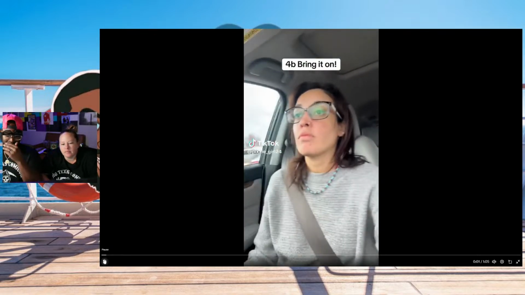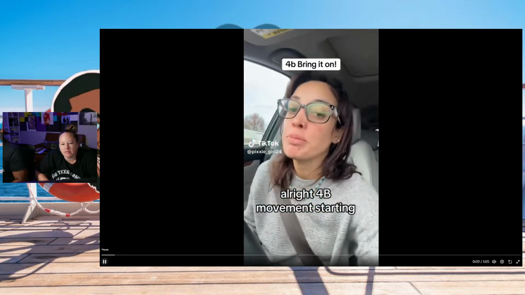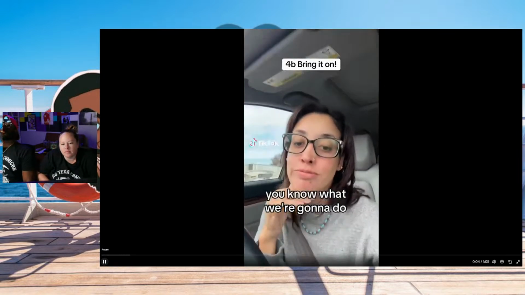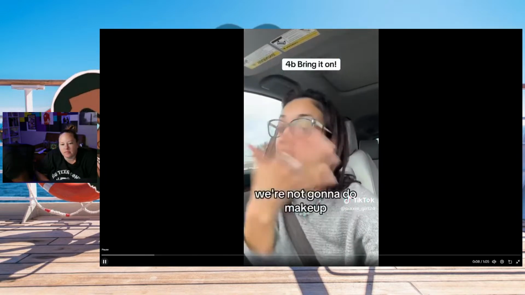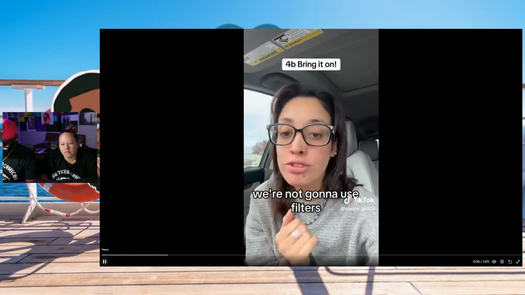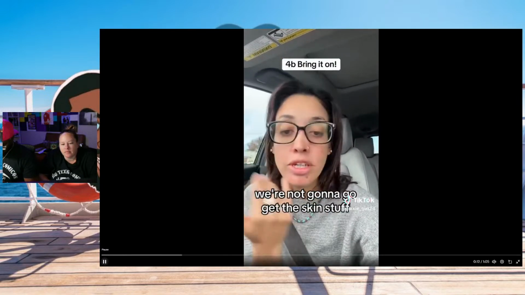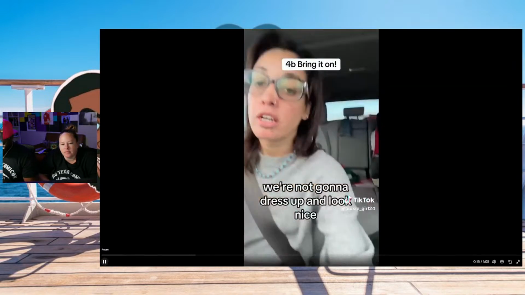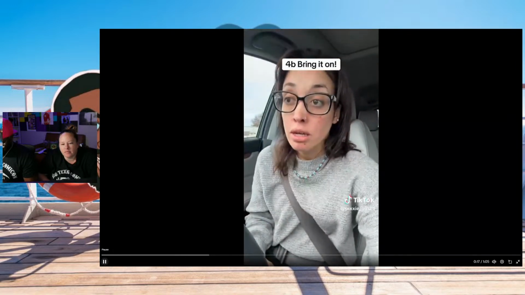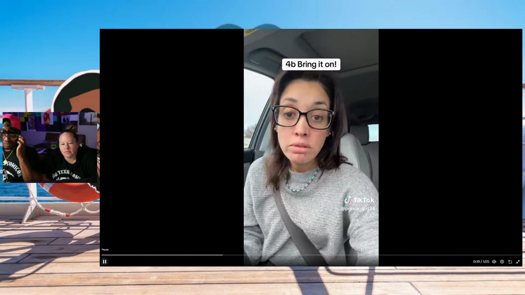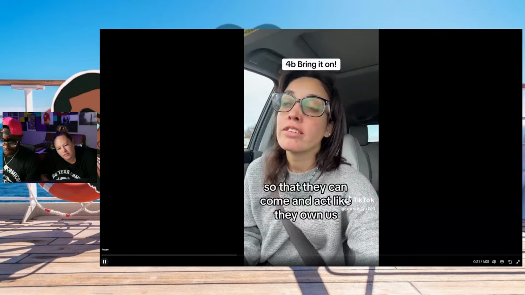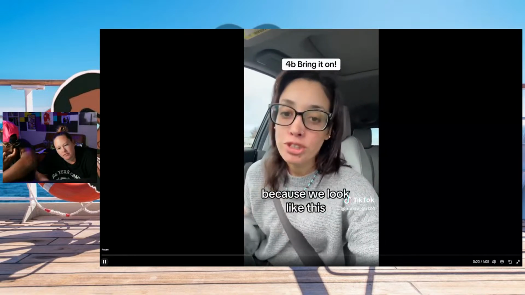All right, 4B movement starting. You know what we're going to do? We're not going to dye our hair anymore. We're not going to do makeup. We're not going to use filters. We're not going to go get the skin stuff. We're not going to dress up and look nice. Why? So that they can come and act like they own us because we look like this?